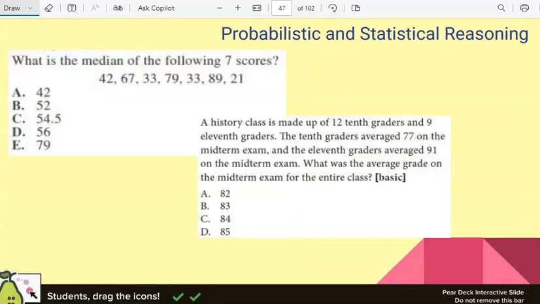Try these two examples. What is the median of the following 7 scores? 42, 67, 33, 79, 33, 89, 21. Also try this example. A history class is made up of 12 10th graders and 9 11th graders. The 10th graders averaged 77 on the midterm exam, and the 11th graders averaged 91 on the midterm exam. What is the average grade on the midterm exam for the entire class?